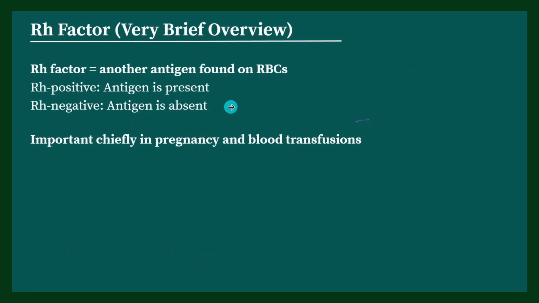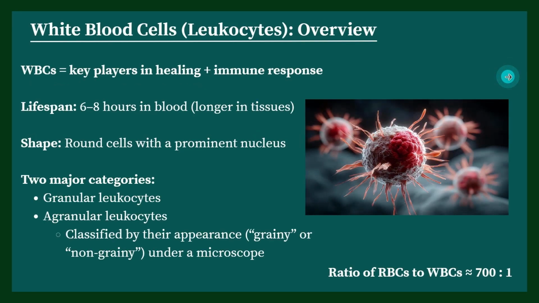It's only really important for blood transfusions and pregnancy. So Rh positive, you don't have that antigen. Rh negative means that, or sorry, the opposite. The antigen is there for Rh positive. The reason that it's called Rh is because this antigen was first found on rhesus monkeys, which is spelled with an RH. And so that just stuck. And that's why they call it Rh.